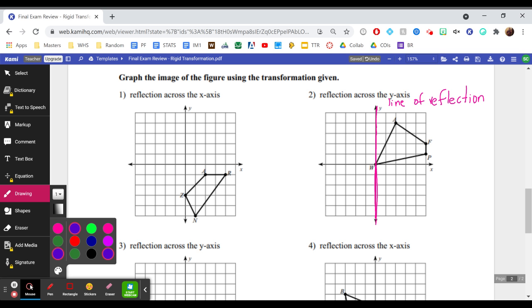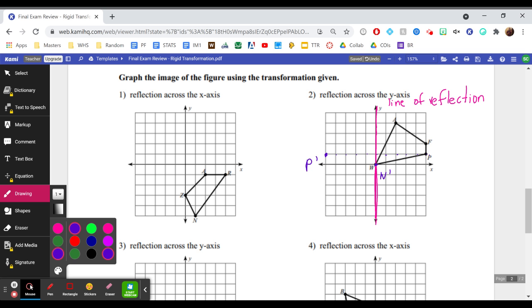Okay, so W is lying exactly on the line of reflection. So it's going to be in there. So W prime is also in there. Now P is going to go 1, 2, 3, 4, 5. It's 5 units from the line of reflection. So from there, we're going to move another 5 units to the opposite direction. 1, 2, 3, 4, 5. That's going to be our P prime.